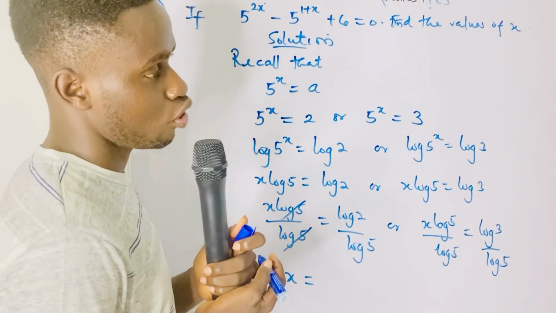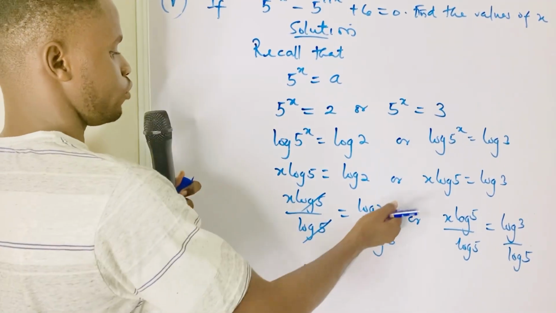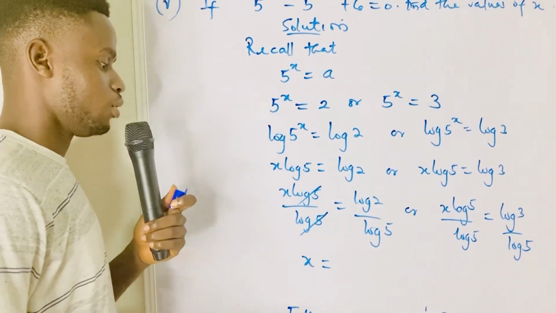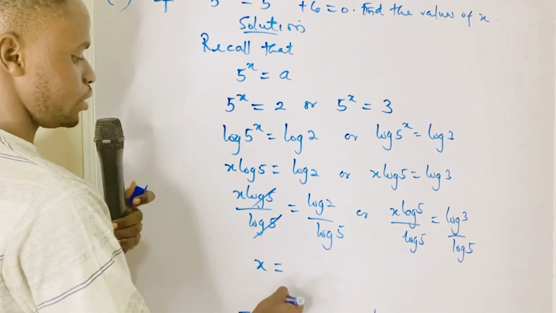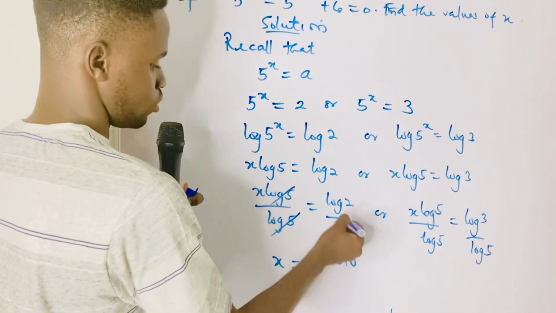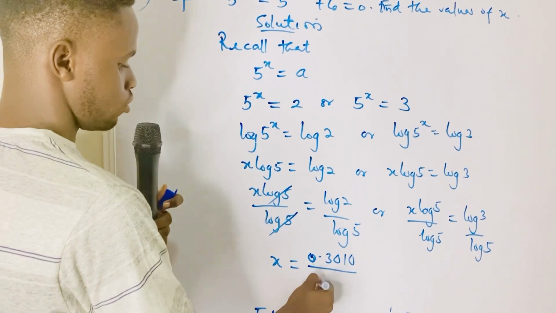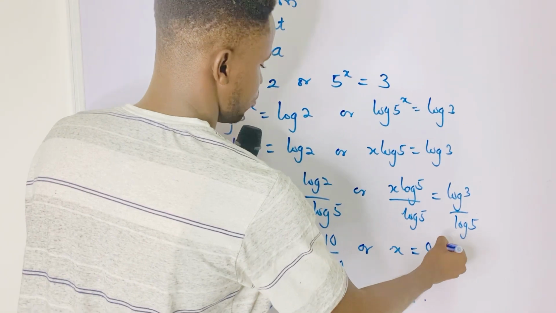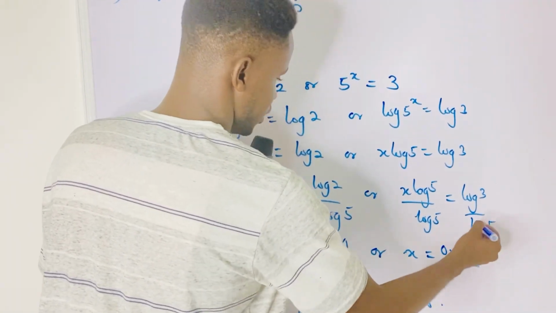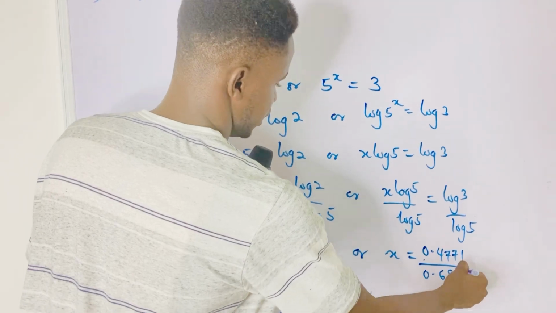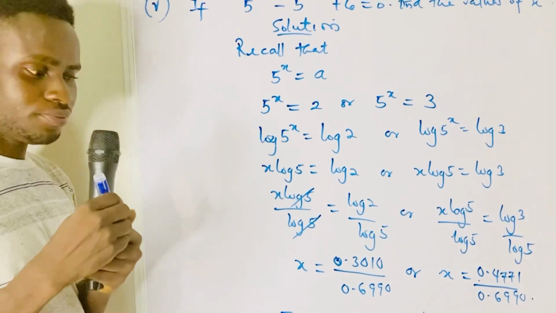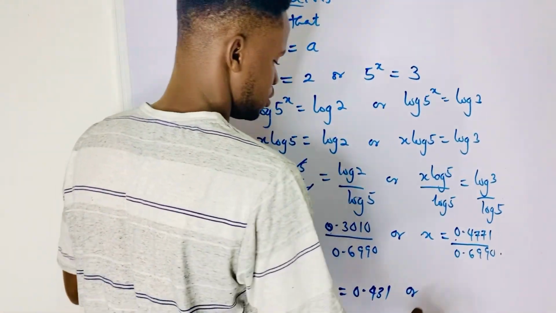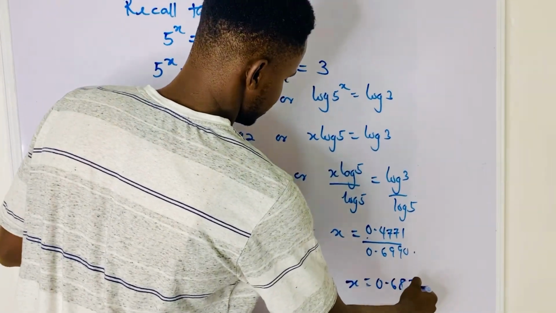log 2 is an example of a common logarithm. And what do we call a common logarithm? Logarithm of a number to base 10. So you either use your four-figure table to find the results, or you use your calculator. If you use a calculator, log 2 is 0.3010 to 4 decimal places, and log 5 is 0.6990. Similarly here, it will simply be log 3, which is 0.4771, divided by 0.6990, and you divide. Therefore, x will be equal to 0.431, or x will be equal to 0.683.